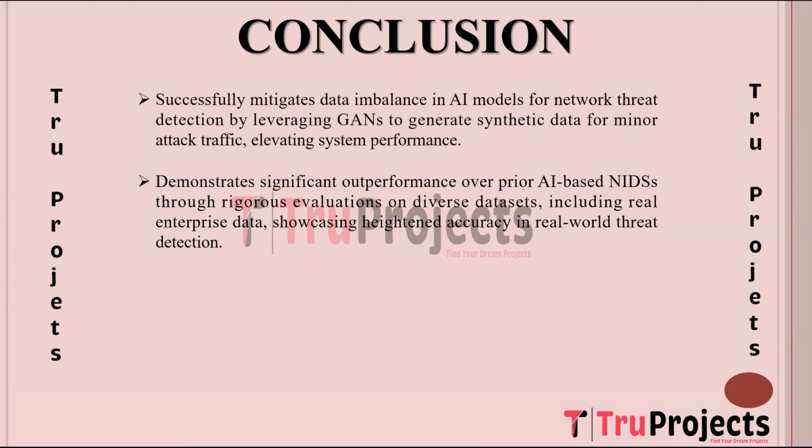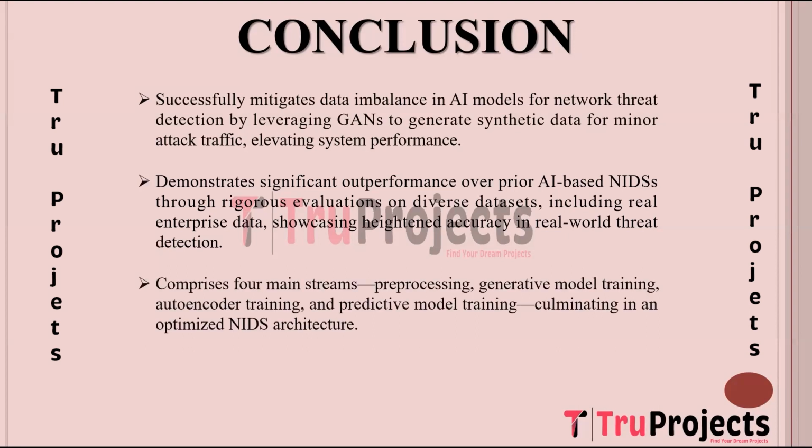intrusion detection systems. It demonstrates markedly improved accuracy in practical settings, showcasing the system's capability to detect and respond more effectively to real-world network threats. It divides the system architecture into 4 core streams: preprocessing, generative model training, autoencoder training, and predictive model training to optimize the network intrusion detection system. Each stream serves a specific purpose, from data preparation and synthesis to learning representations and training models, culminating in a more refined and efficient NIDS structure.